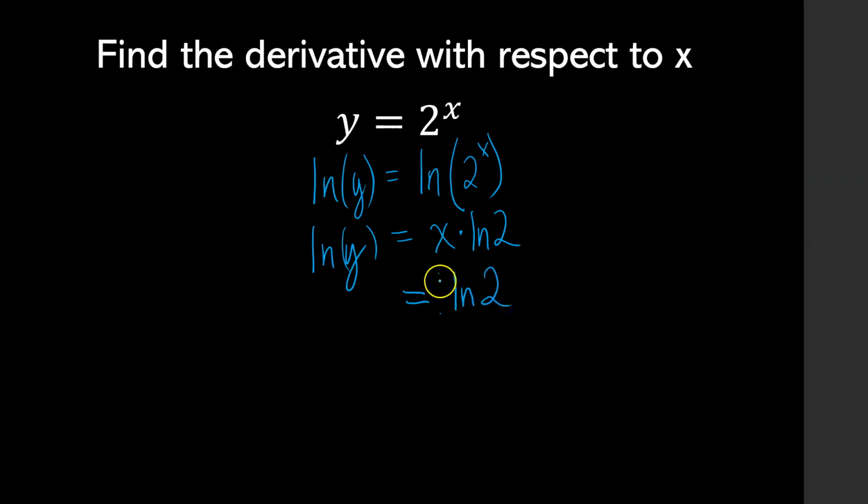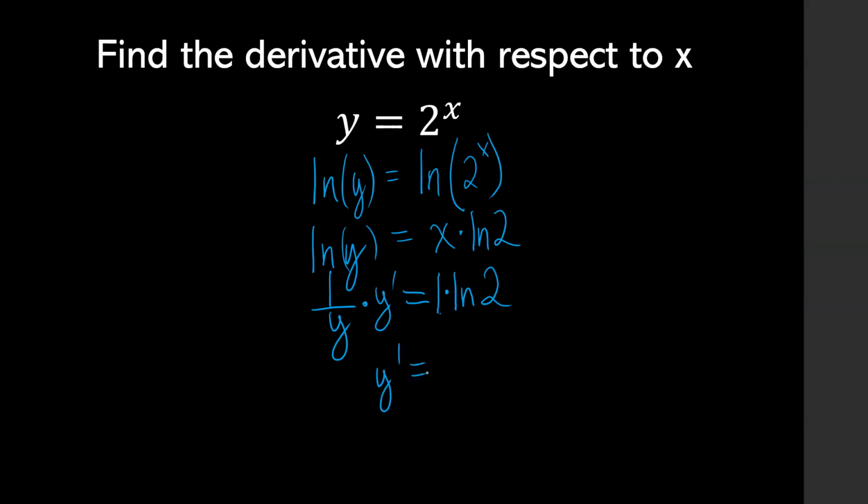I'll put the 1 in there. What's the derivative of natural log of y? Well, we came up with the derivative of natural log of x is 1 over x, so the derivative of natural log of y is 1 over y. Except y is some other function, so the chain rule applies. We'll multiply by the derivative of y.